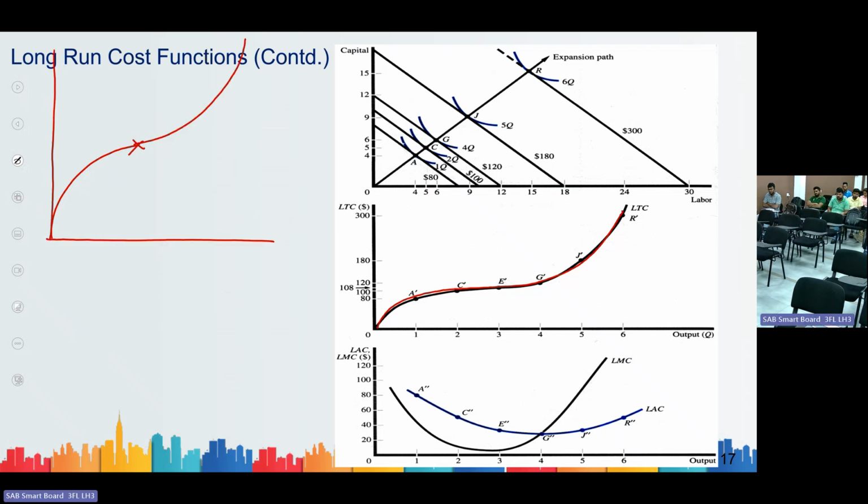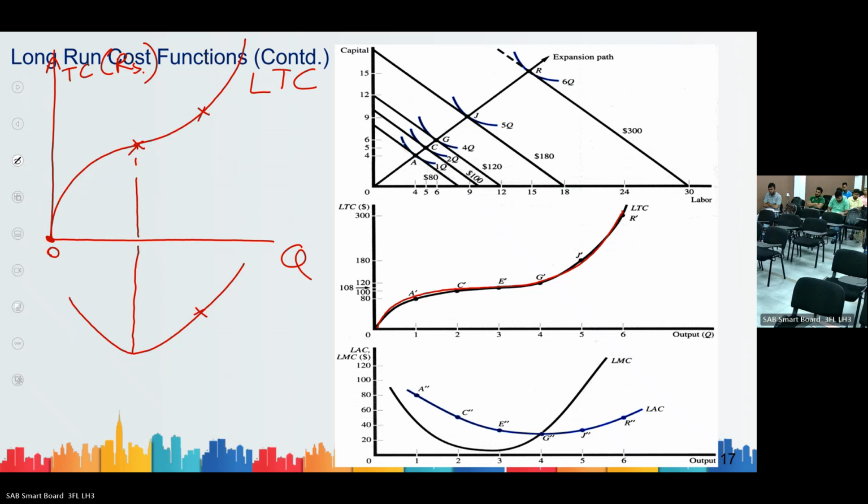So cost begins at the origin. Q on one axis, total cost, the rupee amount, on the other. This is long run total cost. At this point, long run marginal cost is minimum. At this point, long run average cost is minimum.